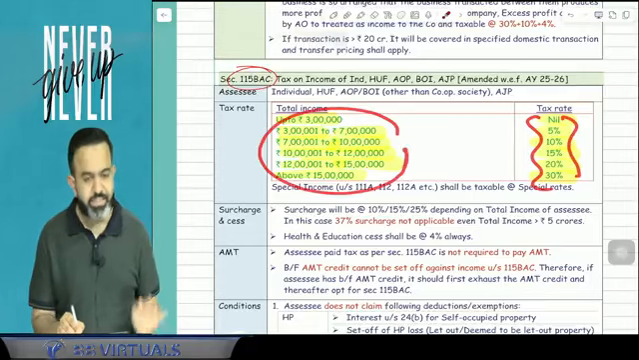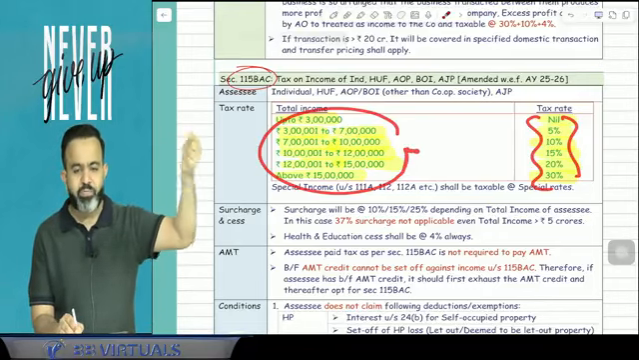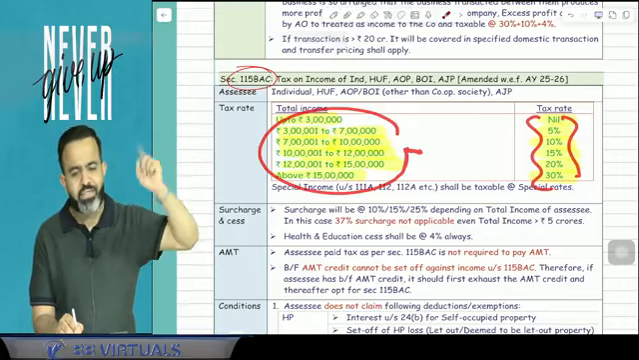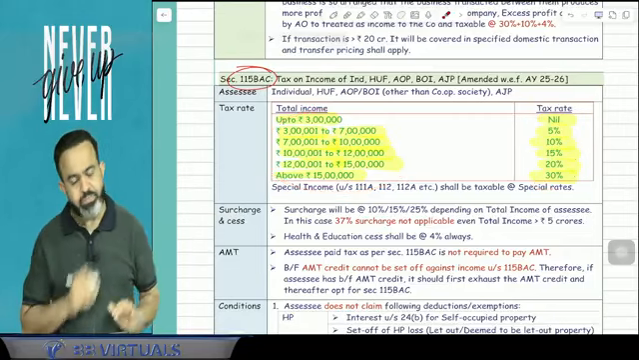So guys, there is a change in this slab rate. Now up to 3 lakh, there is no tax. 3 lakh to 7 lakh is 5%, 7 lakh to 10 lakh, 10%, 10 lakh to 12 lakh, 15%, and 12 lakh to 15 lakh, 20%, and more than 15 lakh, 30%.